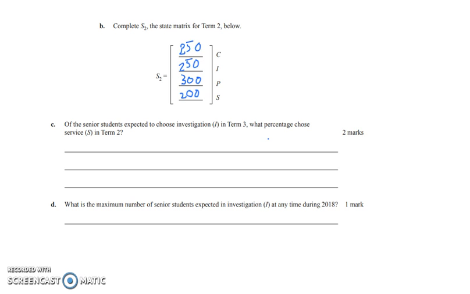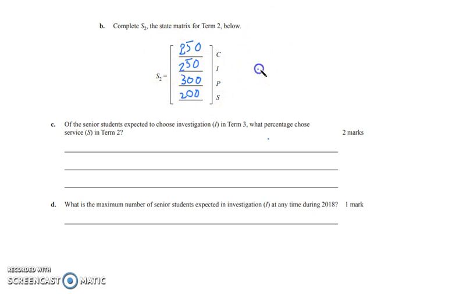Okay, moving onwards. Question C, of the senior students expected to choose the investigation in term 3, what percentage chose service in term 2? So here's our term 2 values. We actually don't have our term 3 values.